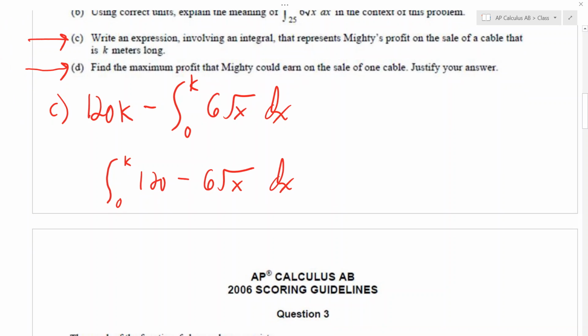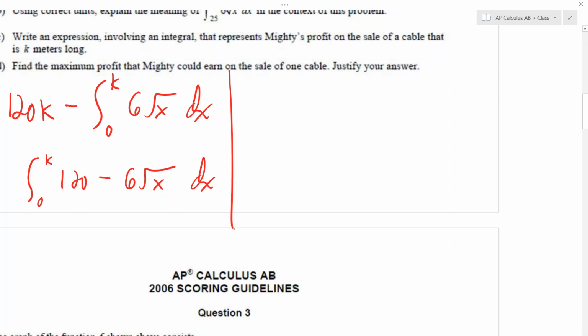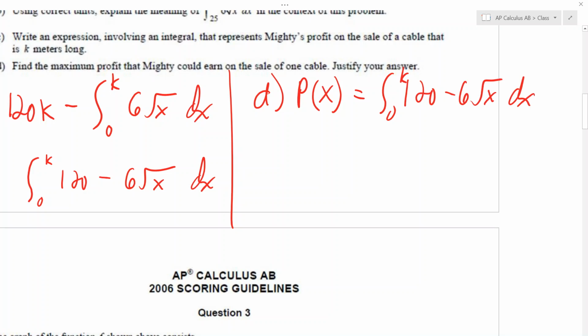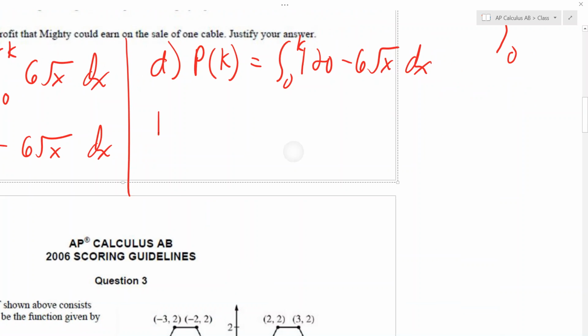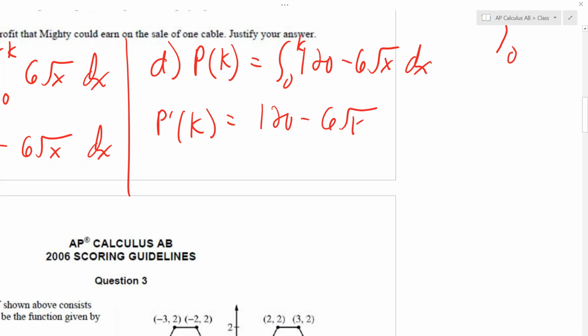Okay? So D says, I'm going to do it right here, find the maximum profit. Well, here's what I know. Profit is what we just wrote out there, right? 0 to k, 120 minus 6 root x dx. And actually, this is the profit, not on x, on a k length cable. Okay? We want to find the max of that. So you derive it. P prime of k is just 120 minus 6 root k.